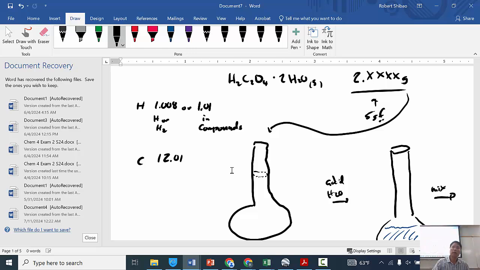I use 12.01. I don't go 12.011. It's just, this is all for speed. You remember I told you I was training for speed? I do this so I can calculate molar masses quickly.